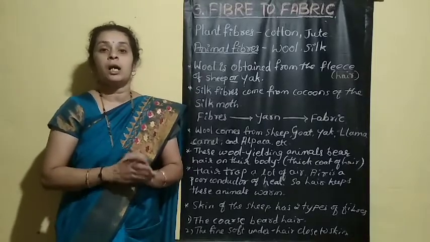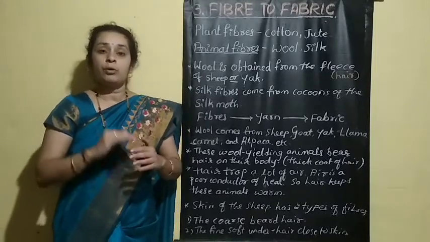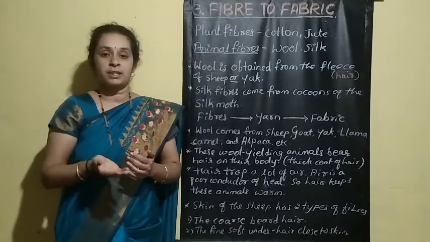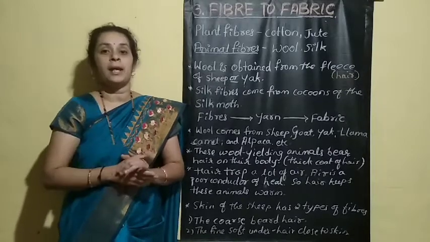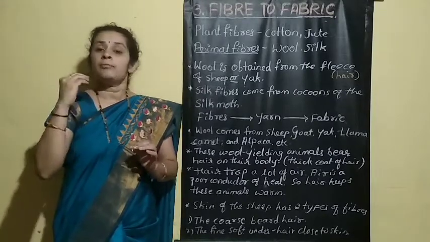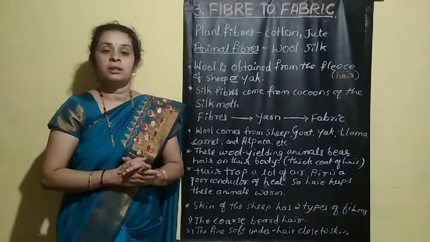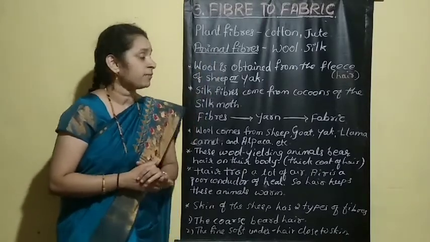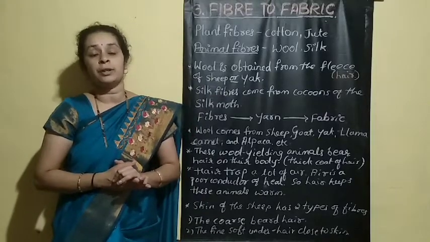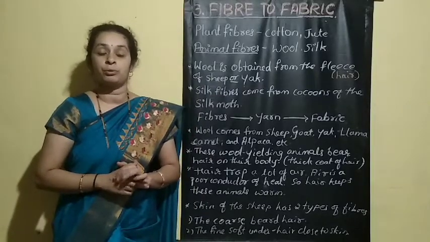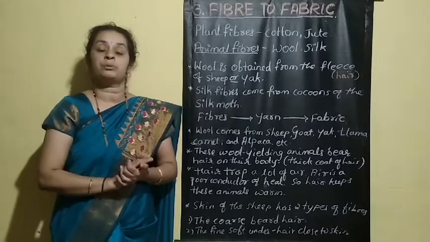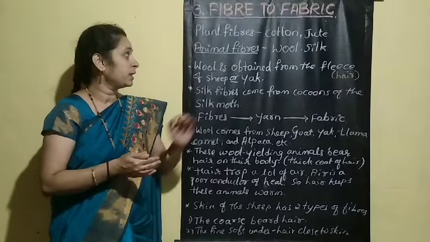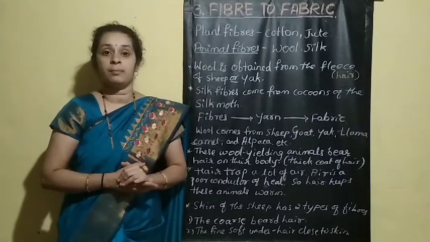mainly animal fibers. We obtain fibers from different organisms. It may be a plant or it may be an animal. We obtain fibers from some plants, and they are called plant fibers. Examples of plant fibers are cotton and jute. You have studied how we obtain cotton and how we obtain jute. Now we have to discuss animal fiber in detail.